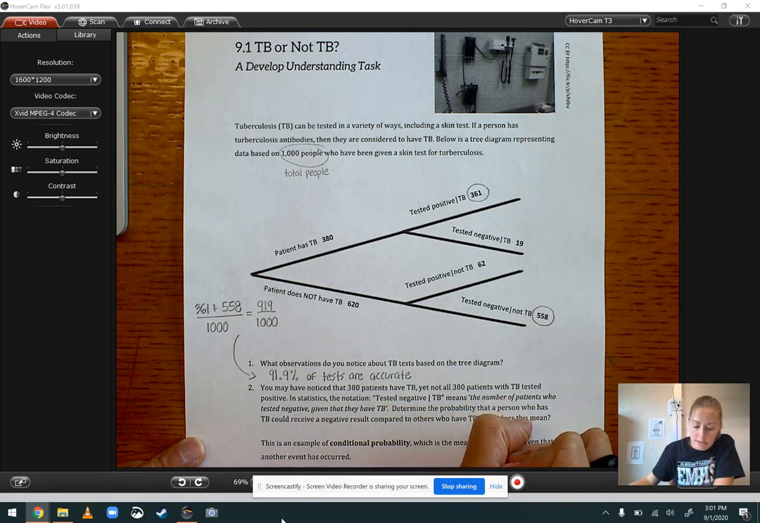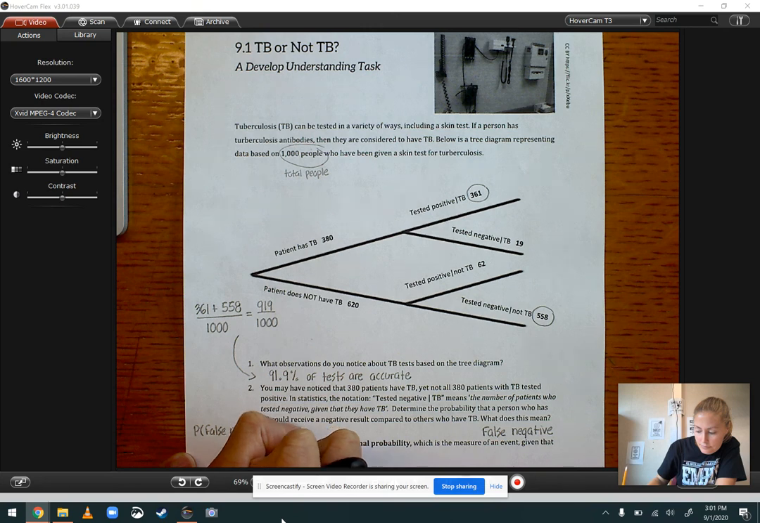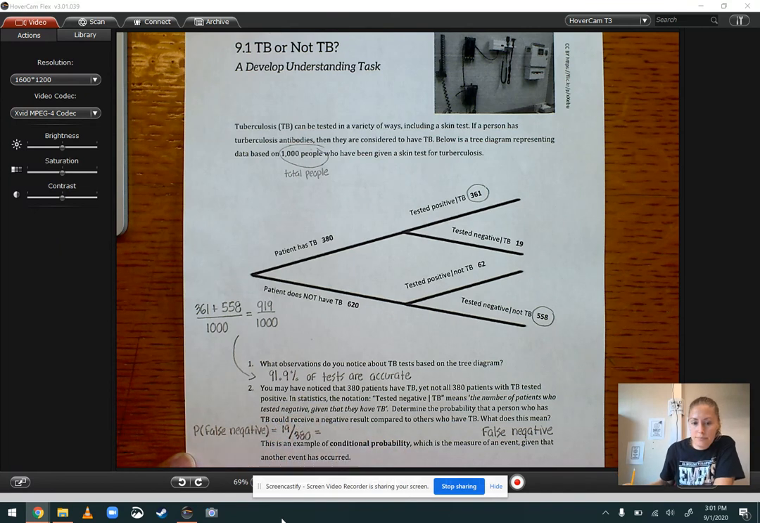To start, this means that it was a false negative. And we can find that by the probability of a false negative. We're going to take 19 and divide it by 380. That gives us 0.05 or 5%.